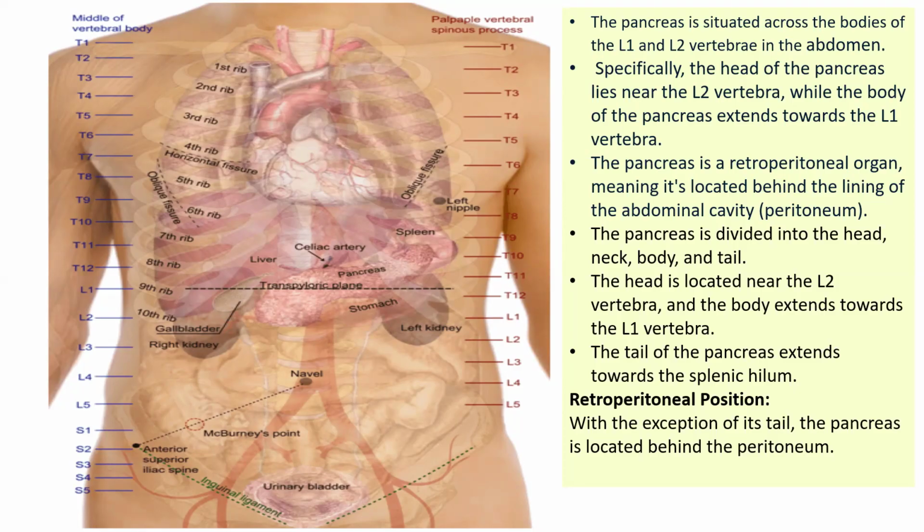We have seen that the pancreas is divided into four parts: head, neck, body, tail. So the pancreas head is located near the L2 vertebra, and the body extends toward the L1 vertebra. The tail of the pancreas extends toward the hilum of the spleen. Hilum means the depression of the spleen, the splenic hilum. So the pancreas is in a retroperitoneal position. It is located behind the peritoneum, with the exception of its tail. The tail is near the hilum of the spleen.